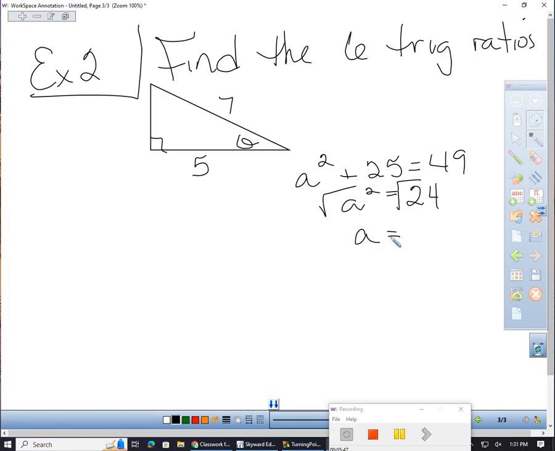Now I can simplify that wonderful square root 24, right? What can come out of there? Oh, we got to leave it in exact form. Yeah, it comes out 6 and 4, and so 4 breaks down to 2 and 2. So we get 2 square root 6. So this side over here is a beautiful 2 square root 6.